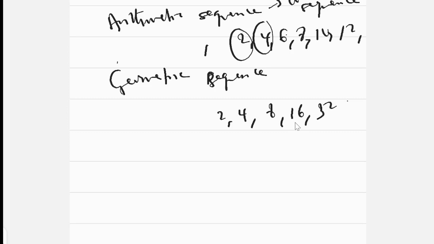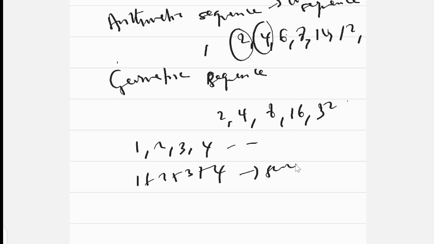An addition of a sequence is known as series. So when I have 1, 2, 3, 4, this is a sequence. 1 plus 2 plus 3 plus 4, that is known as series. Please refer to my video on sequence and series.